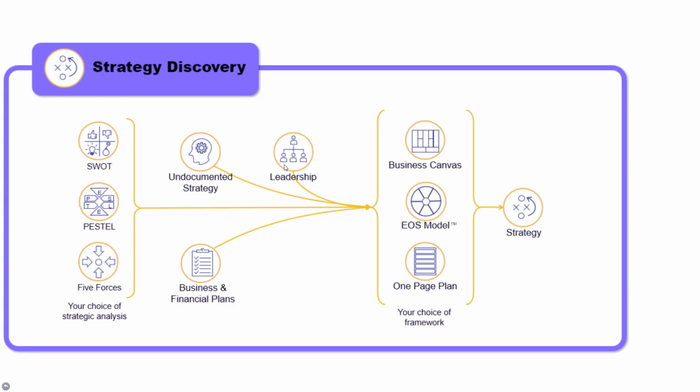Now, these tools help you surface the strategic issues. These tools are a selection of tools of many that help you document the strategy. Some organizations are fans of the business canvas, others EOS, others the one-page plan, and so forth. We're flexible. You can use whichever framework you would like. The net is we need to capture your strategy based on these things on the left. So that's the strategy discovery phase.